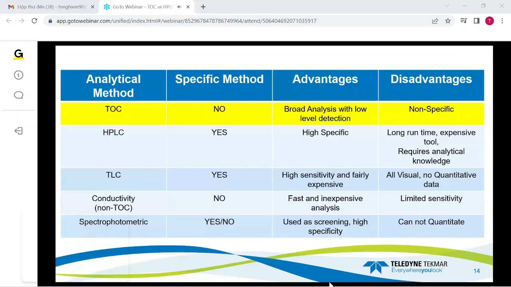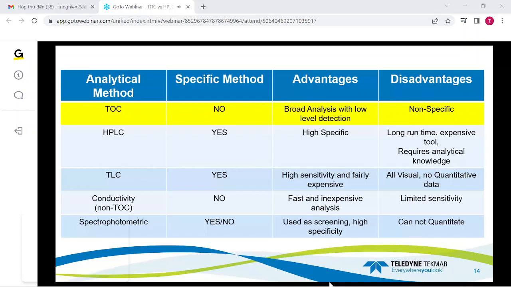And if we go back to what carbon is, it's living organisms, decaying matter, synthetics, organic products, or other material that have carbon in it, because carbon is a basic building block of everything that we know. So if we look at this chart here on the screen, TOC, it's going to have a broad analysis with low-level detections.